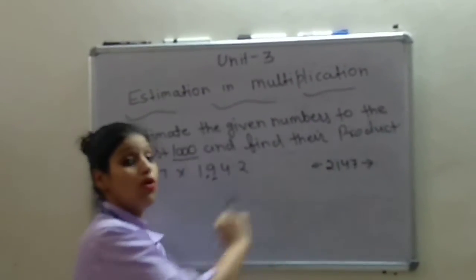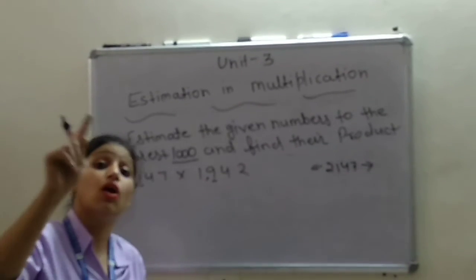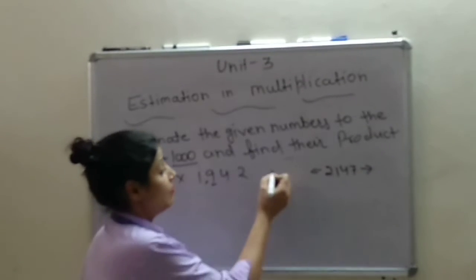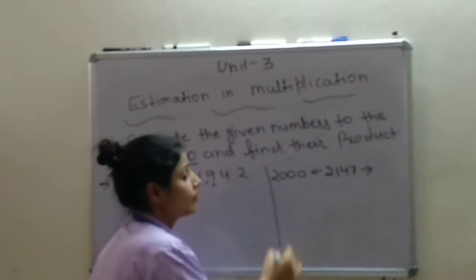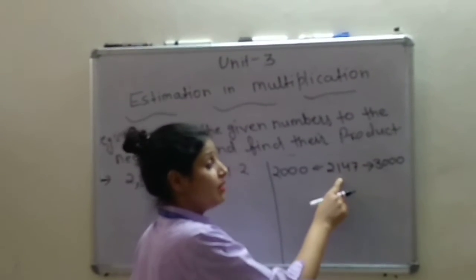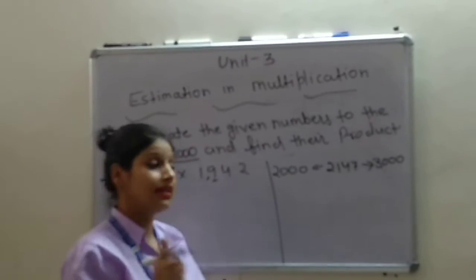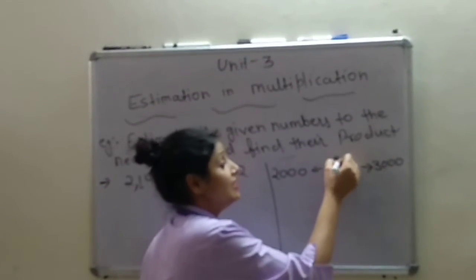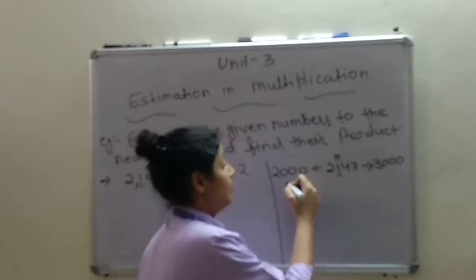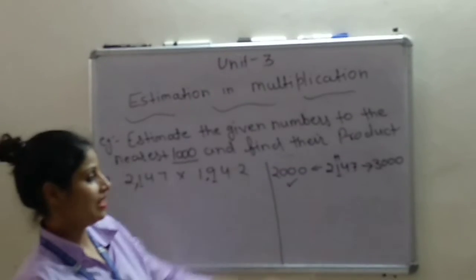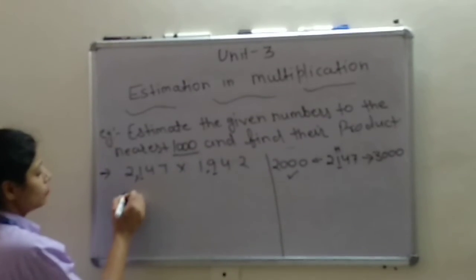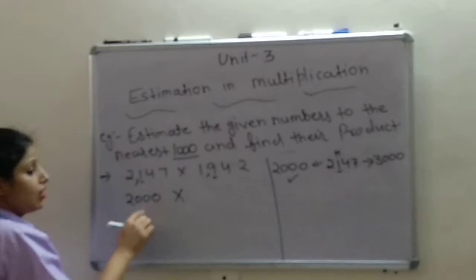The number before 2147, or the lower 1000, will be 2000 and the higher 1000 will be 3000. That means either this number will become 2000 or 3000, but it will be decided by the digit at hundreds place. If the digit at hundreds place is less than 5, it will be rounded off to the lower 1000. So as the digit is 1, it will be rounded off to the lower 1000, which is 2000. This is the rounded off value.